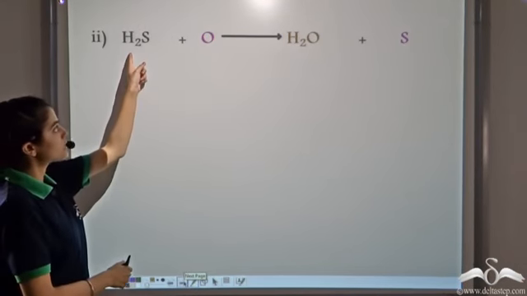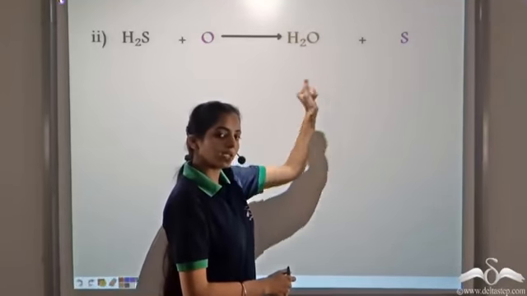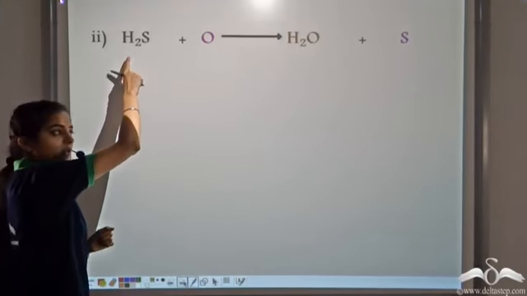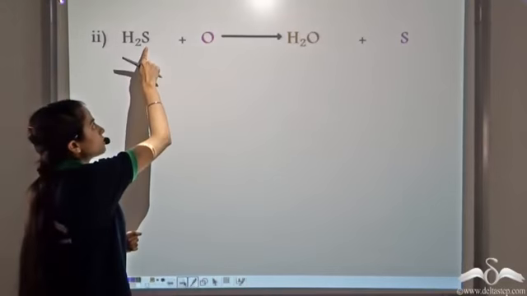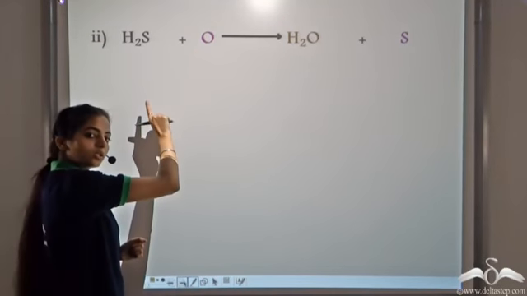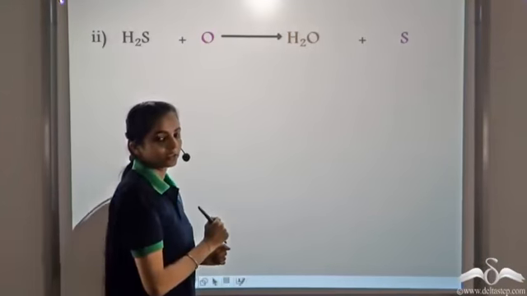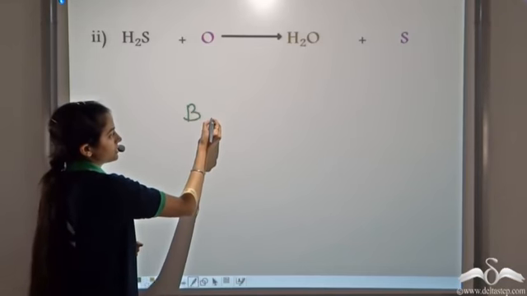We had H2S plus oxygen atom react to give water plus sulfur. If you look at this equation, we have 2 atoms of hydrogen on the reactant side, 2 atoms of hydrogen on the product side. 1 sulfur atom, 1 oxygen atom on the reactant side, 1 sulfur atom, 1 oxygen atom on the product side. So our second partial equation is already balanced.